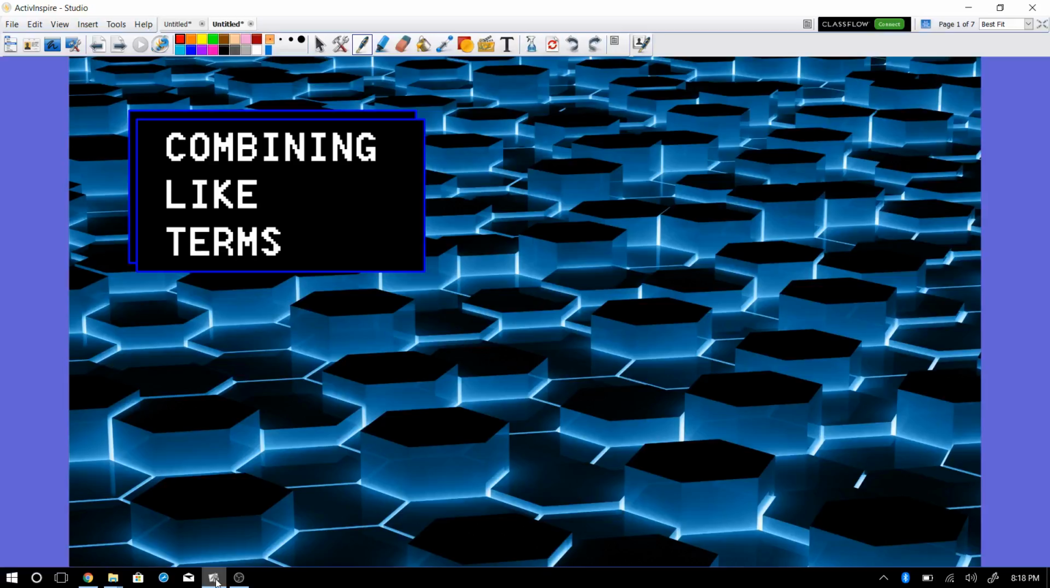Combining like terms. That just means that if you have a single number by itself, whether positive or negative, you're going to be able to put it together. The word combining means that you'd be adding it. So you're taking one part, combining it with another.